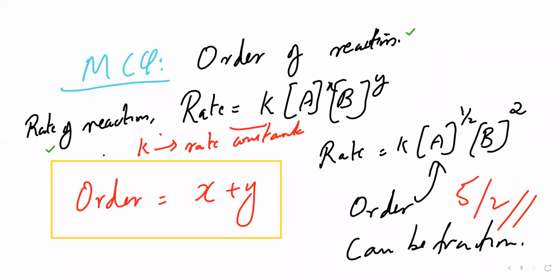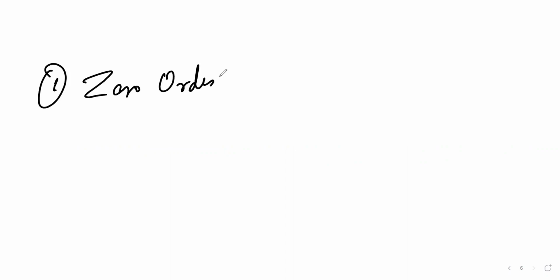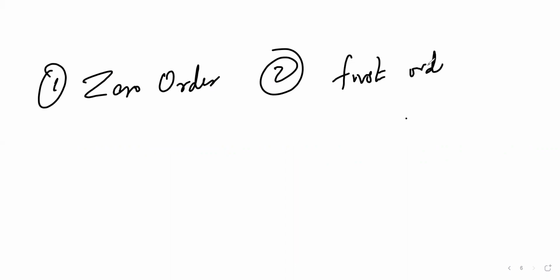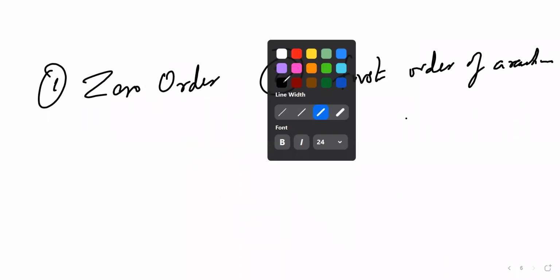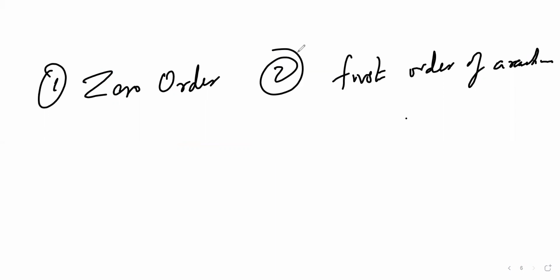Now there are some types of reaction. The first one is zero order. Then the second one is first order. Zero order and first order of a reaction. Okay. Now coming to the zero order. Since I told you this is just a general overview where I have to explain what is there in the chapter, correct? And later on we will be going in depth, correct?